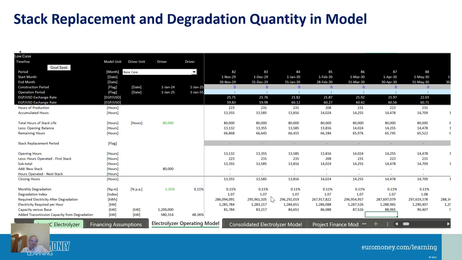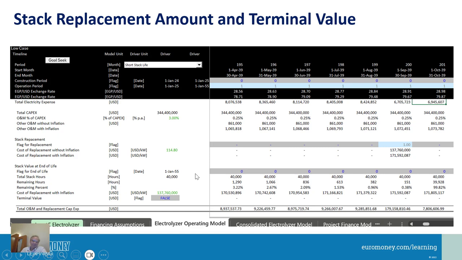And then over here, that's the stack replacement. How many operating hours do you start with? How many hours have you accumulated in the stack? And then you put a subtotal, and you see when you're going to have to replace it. And you put in all the degradation. Not a big deal. It's just kind of regular stuff.